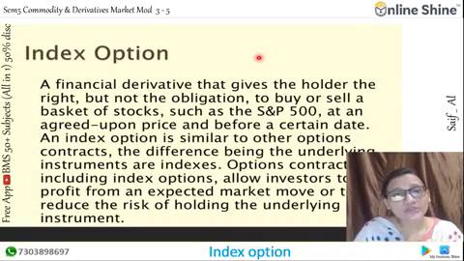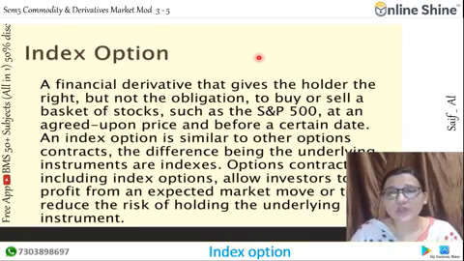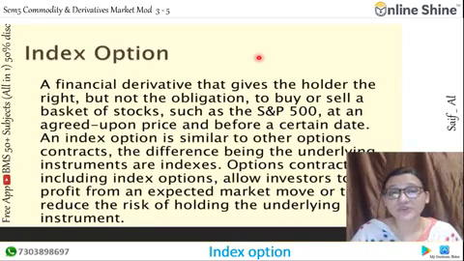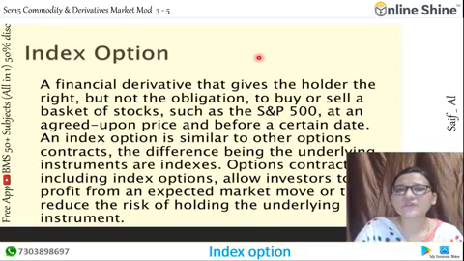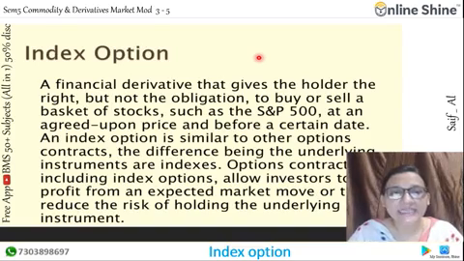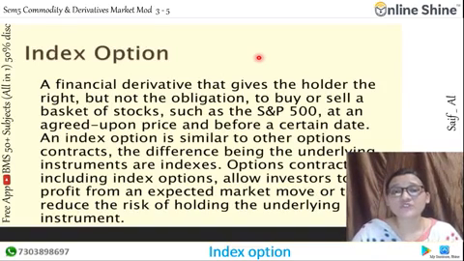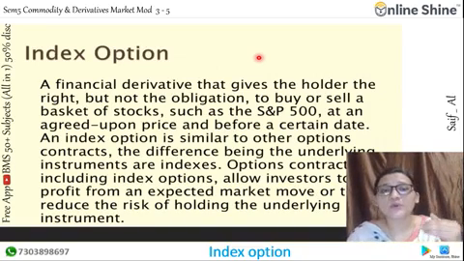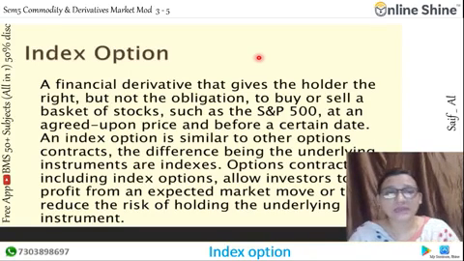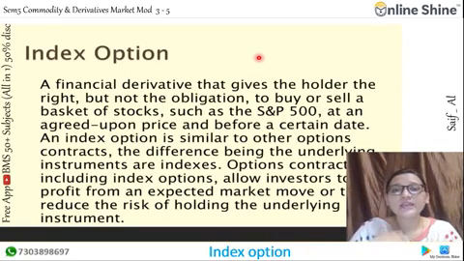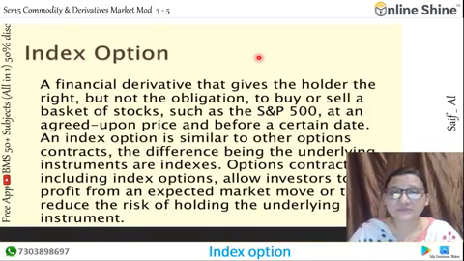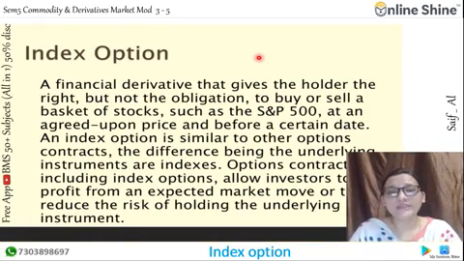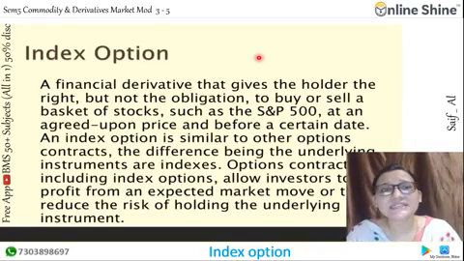Option contracts, including the index option, allow the investor to profit from unexpected market moves or to reduce the risk of holding the underlying instrument. It means they have the option: if they expect a profit in the market, they move; otherwise, they reduce their risk by holding. So that is the index option.